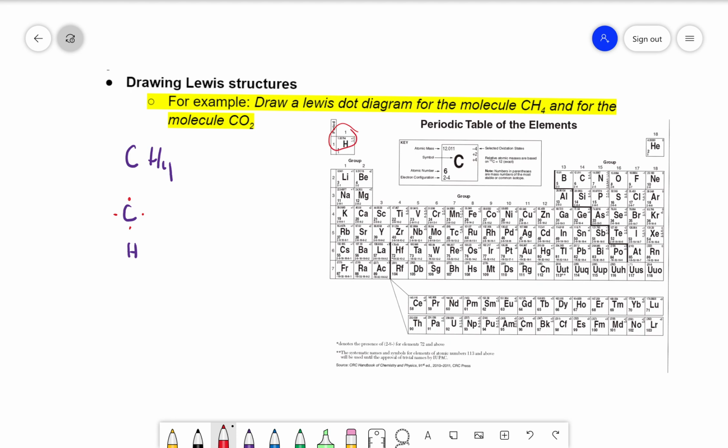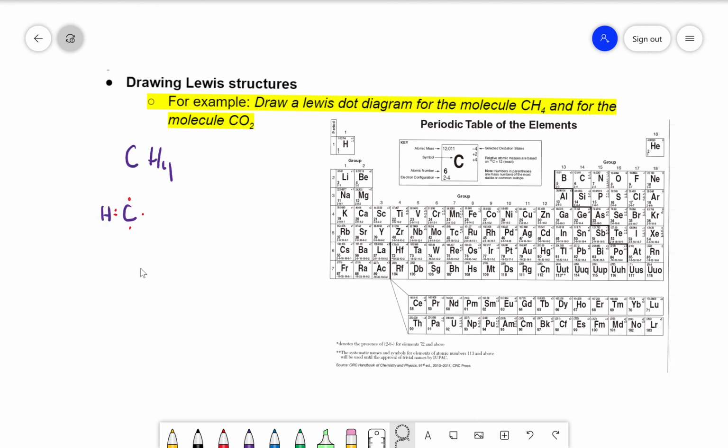If we look at hydrogen, we see hydrogen only has 1 valence electron. Now the ultimate goal for every single element, except for a few exceptions like hydrogen, is to get 8 valence electrons. You want 8 dots. Now the way we can do that for CH4 is we can put one of these hydrogens on each side of this carbon. Let's take this hydrogen, and let's put it right here.